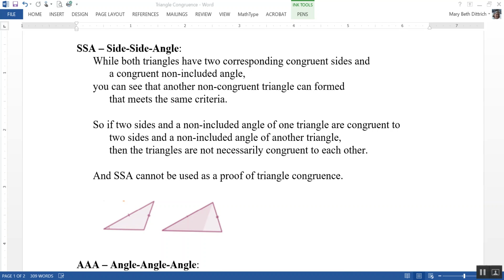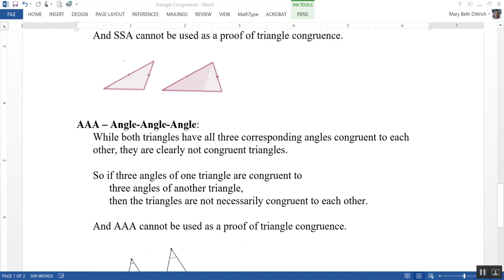So, if two sides and a non-included angle of one triangle are congruent to two sides and a non-included angle of another triangle, then the triangles are not necessarily congruent to each other. They could be, but realize that a third triangle could actually be drawn that's not congruent to the first one. So that means that SSA cannot be used as a proof of triangle congruence.